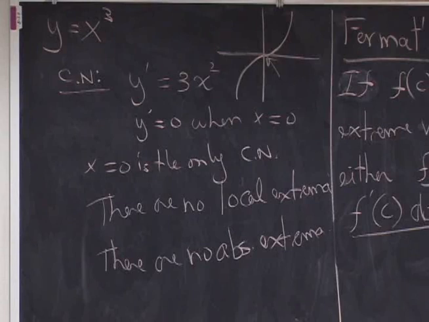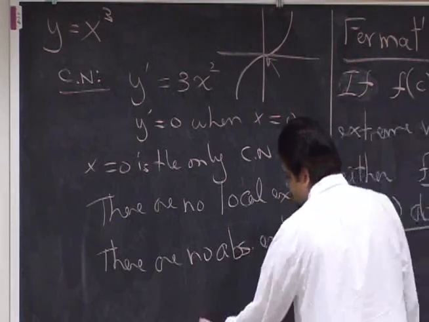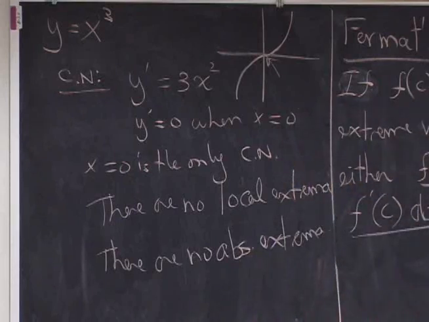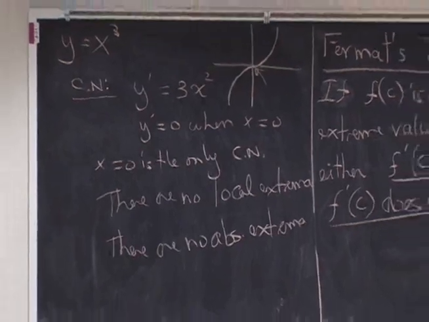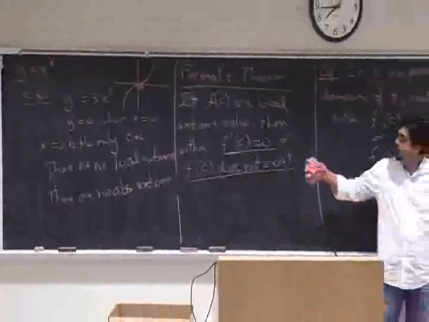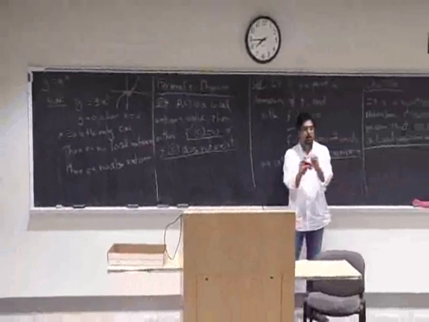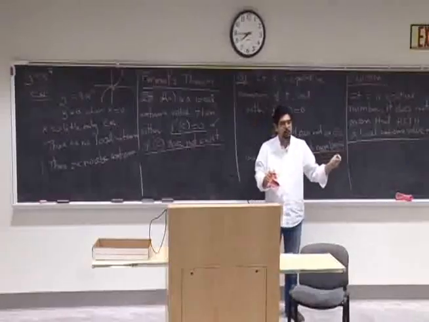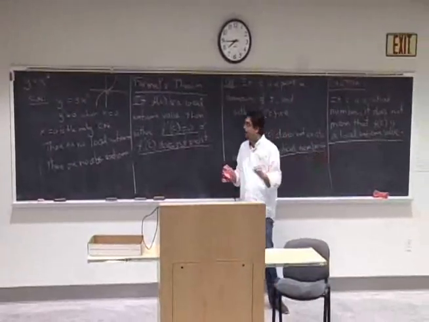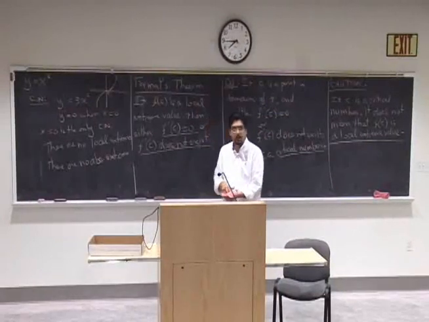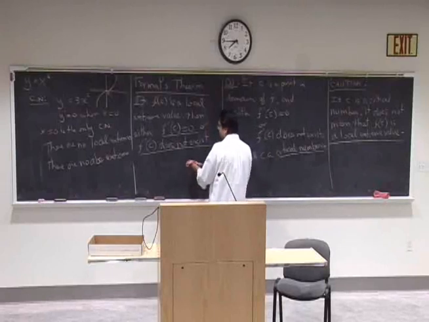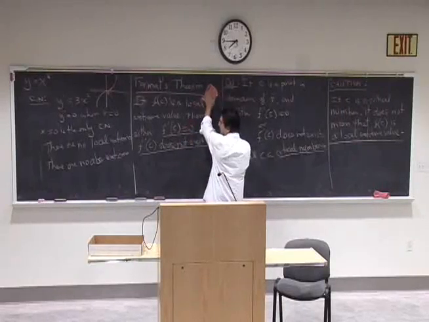Questions? Yes? Is the only way of making sure that x equals 0 is not a local extrema by graphing it? For now, yeah. For now, we're just trying to say that the converse of this theorem, Fermat's theorem, is not true. Critical numbers don't translate into local extrema. We have to perform additional tests, and we'll do that in the next section. But it's fine. For our purposes, it's good enough.